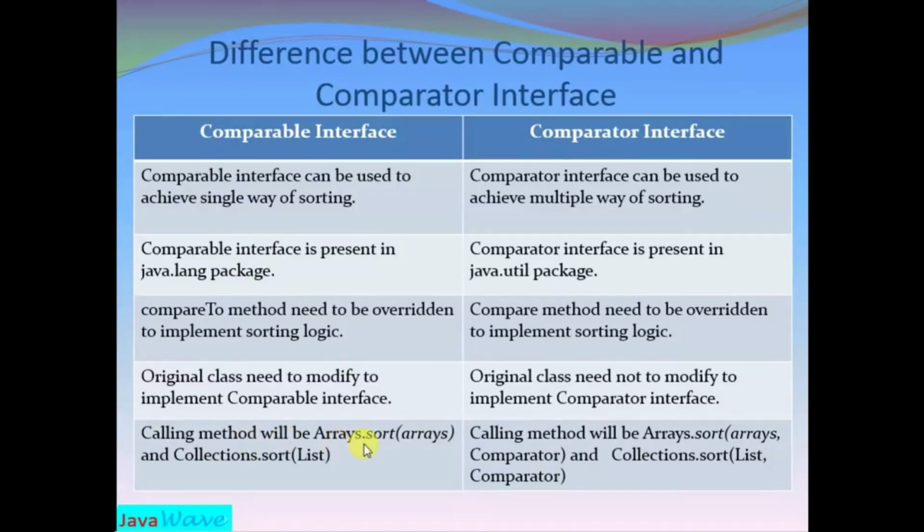Calling method will be Arrays.sort with the array as an input argument in the case of arrays, and Collections.sort with the collection object as an input argument, to call the compareTo method from comparable interface. In case of the compare method from comparator interface, calling method will be Arrays.sort, where the array will be the first input argument, and we need to provide a comparator class object. Similarly, for Collections.sort, the collection object, and we need to provide an object of the comparator class. So these are 5 main differences between comparable and comparator interface.